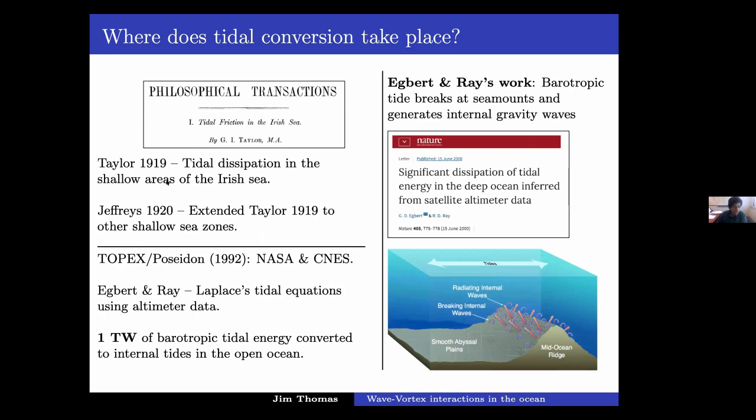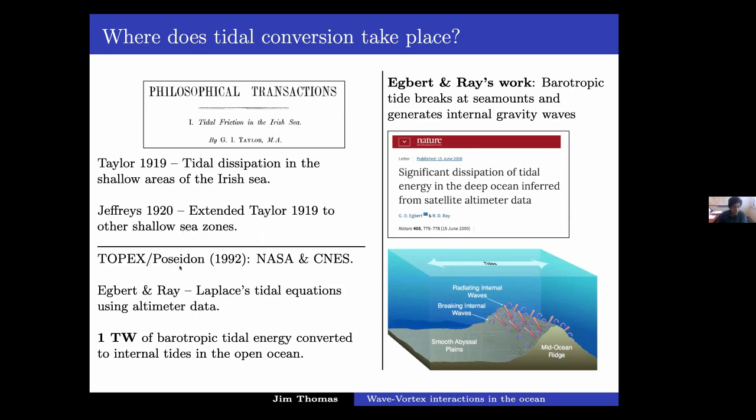And then Jeffries, a year later, extended his calculation for many shallow oceanographic regions that were known at that time, and it was widely believed that most of the tidal energy input into the ocean is dissipated near shallow oceanographic regions. This was conventional wisdom for a very long time until relatively recently.